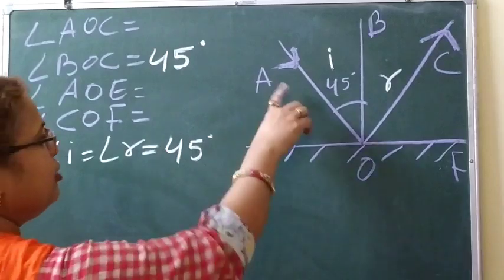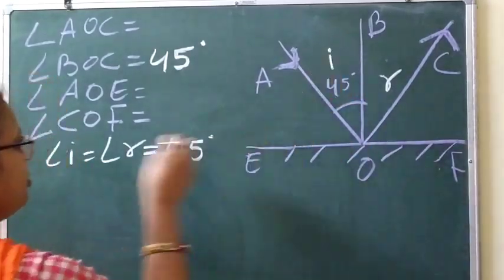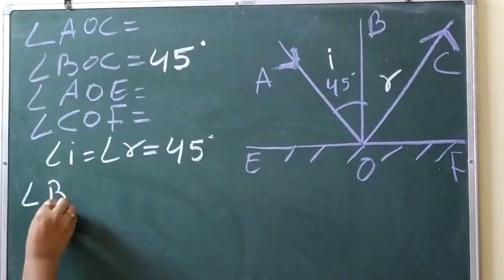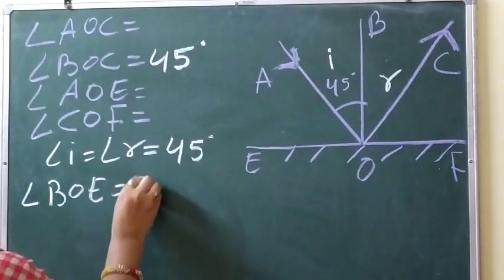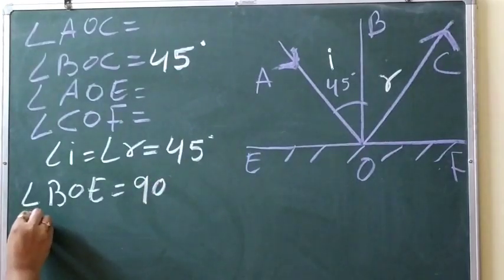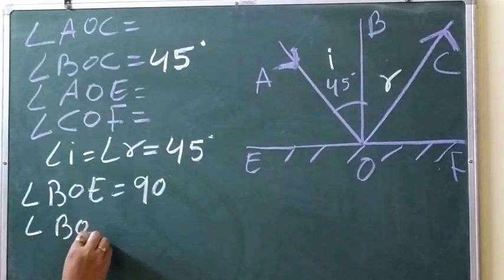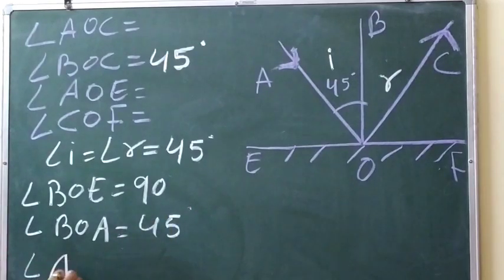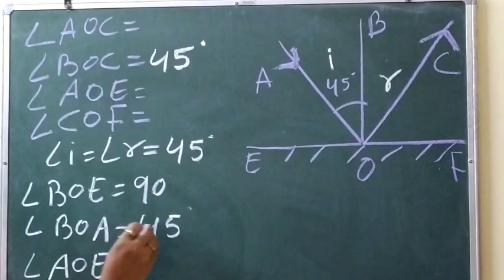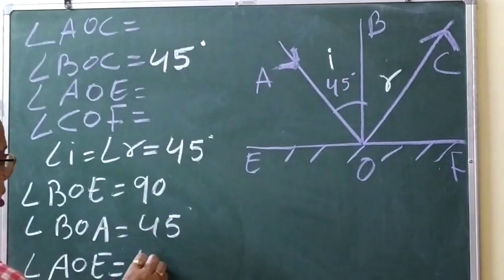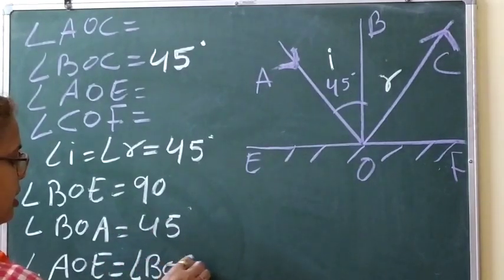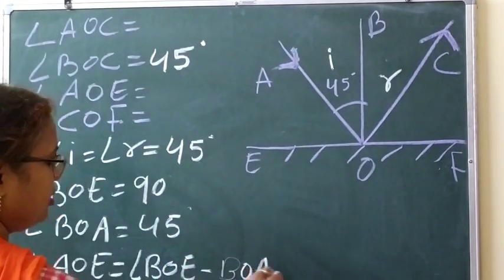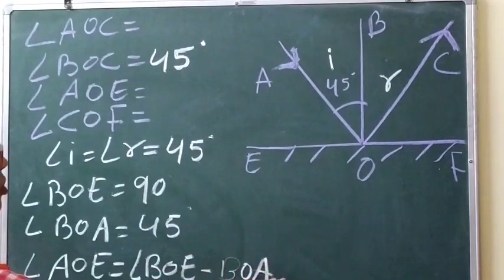Now clear? Next you have to find out the value of AOC. How will you find the value of AOC? Clear? So you know that angle BOE is equal to 90 degrees, and angle BOA is equal to 45 degrees. Then angle AOE will be equal to angle BOE minus BOA. Clear? Or we can say AOB.